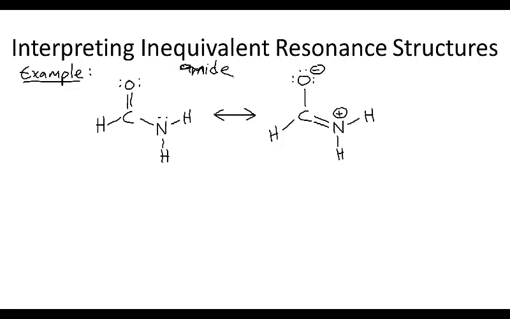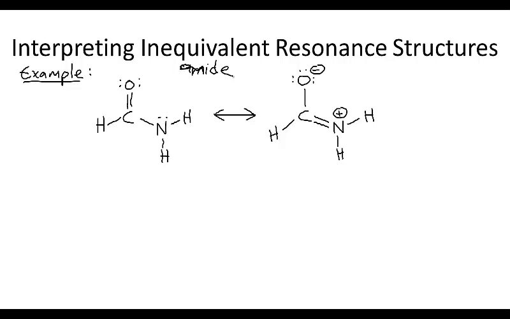So I want to compare the stability of the two. What's the first thing I look at? Octet rule. All right, the one on the left, carbon has 2, 4, 6, 8 electrons around it. Oxygen has 2, 4, 6, 8. Nitrogen has 2, 4, 6, 8. The one on the left follows the octet rule. The one on the right, oxygen has 2, 4, 6, 8. Carbon has 2, 4, 6, 8. Nitrogen has 2, 4, 6, 8. So the one on the right also follows the octet rule.